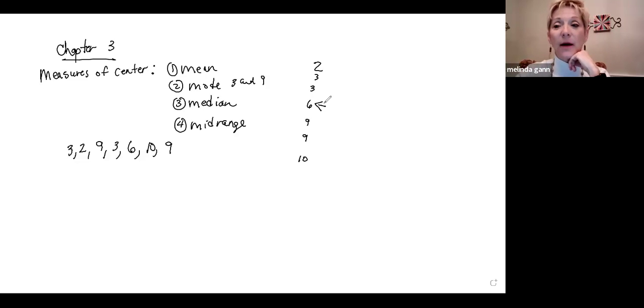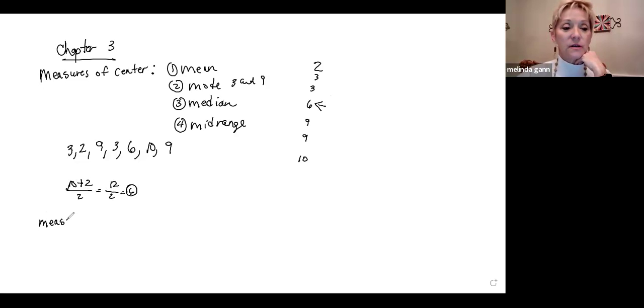If there were 2 numbers in the middle, I would add them and divide by 2. And then mid-range, remember, is when you take the high and the low and you add them and divide by 2. Okay, so make sure you can do your measures of center. Then make sure that you can do your measures of variation. All right, and your measures of variation are range, standard deviation, and variance.